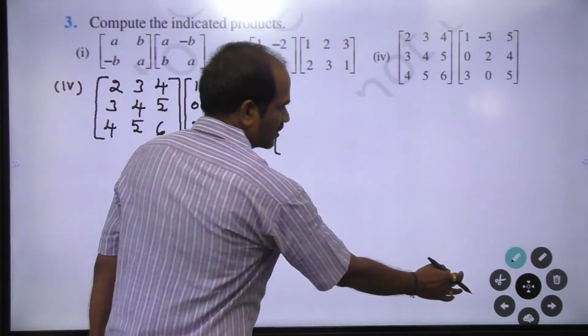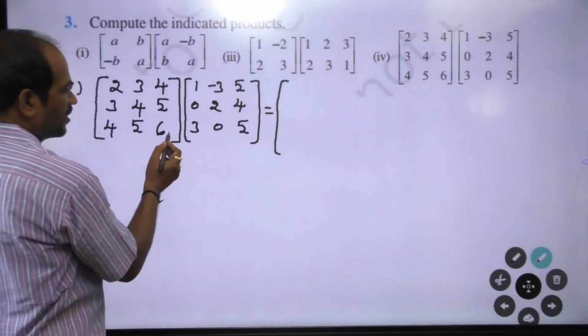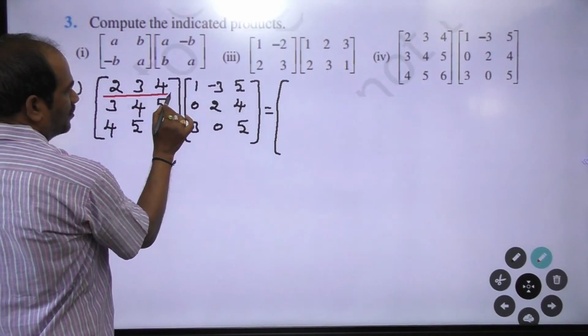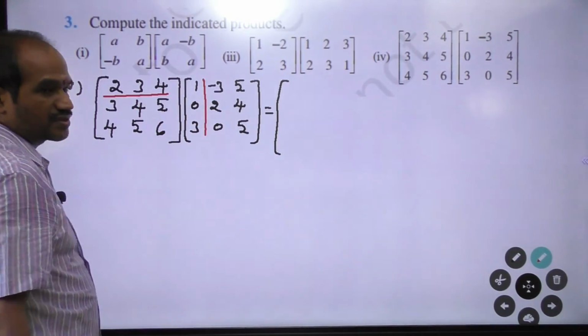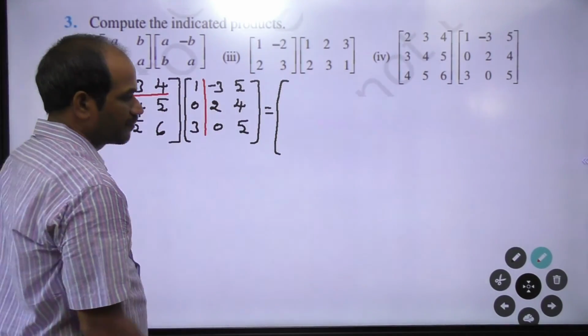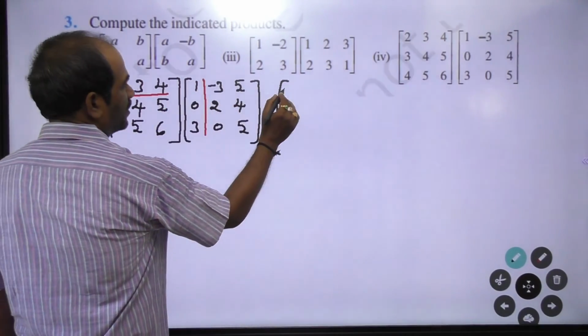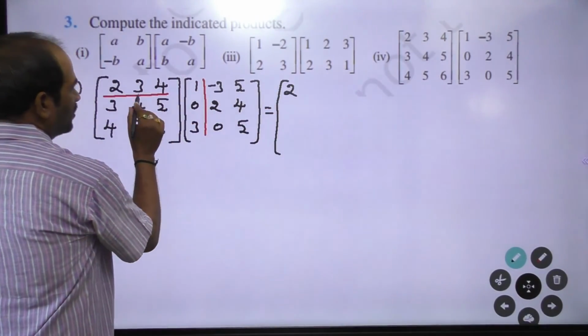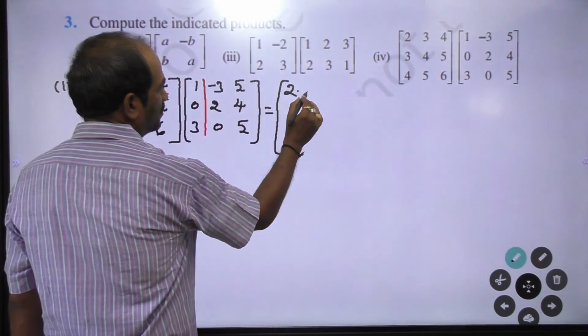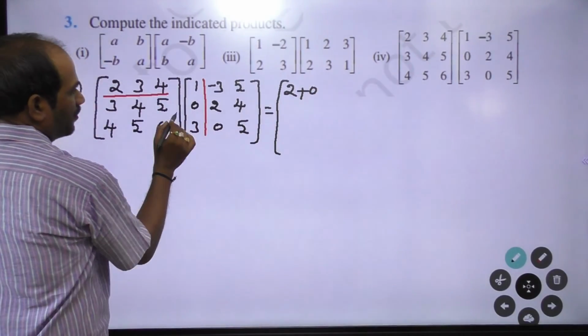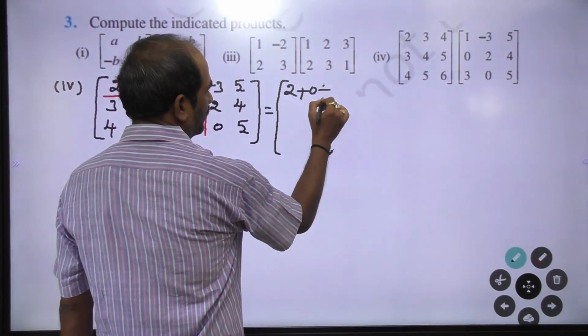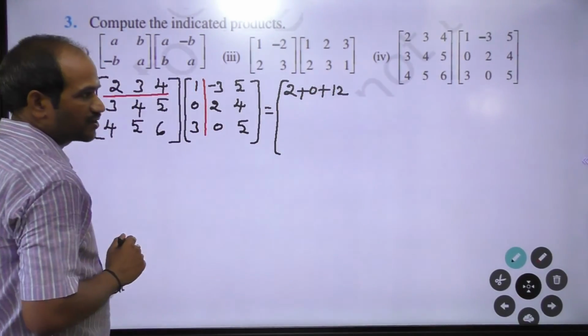Say first row, first column. These are the same 3 by 3 matrix. So take first row, first column. Here in this one, first row: 2 into 1 is 2, 3 into 0 is 0. Next, 4 into 3 is 12. That is first row, first column.